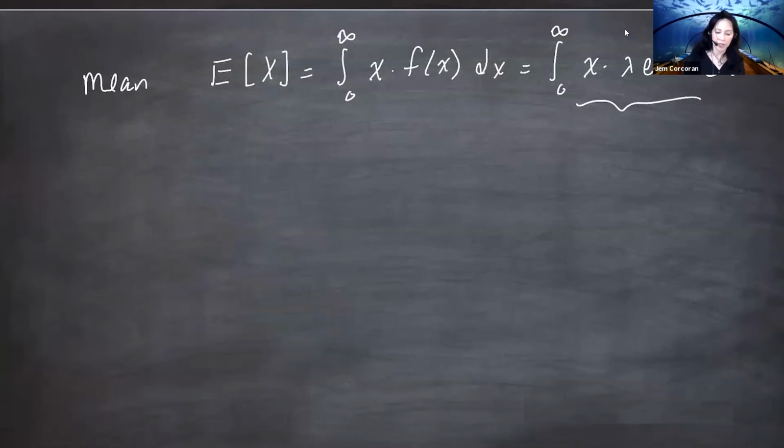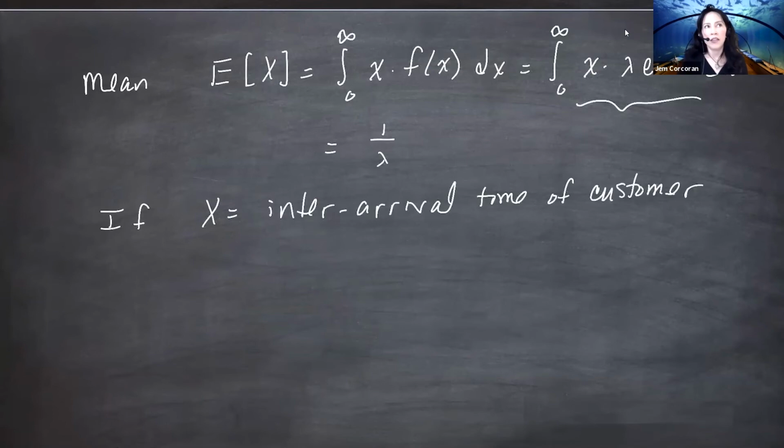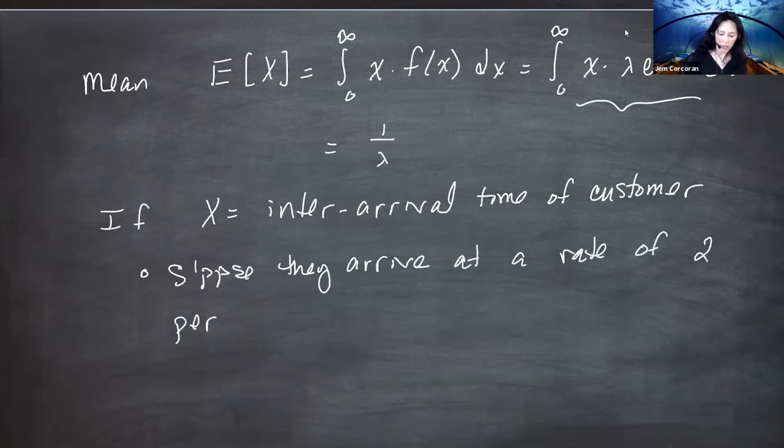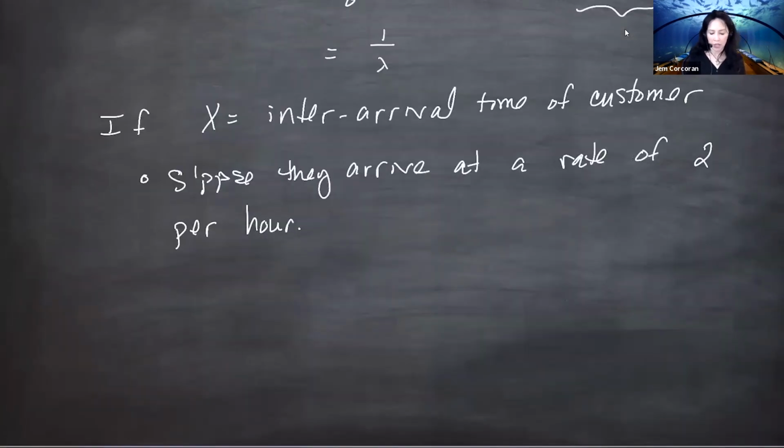I would do something different. I don't really want to talk about it right now, but this is 1 over lambda. So if x is the inter-arrival time of a customer, and suppose they arrive at a rate of 2 per hour, then you're going out of business, the expected time between arrivals we just computed is going to be 1 over lambda, in this case 1 over 2.